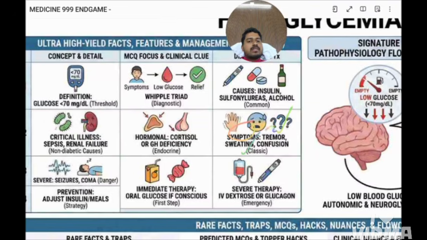Next, symptoms are tremor, sweating, confusion. Seizures can occur and coma can occur in severe cases. Okay, so how to treat this? Immediate is oral glucose if the patient is conscious. If the patient is unconscious or not able to have glucose, then you will give IV dextrose, or glucagon is another choice, but we prefer IV dextrose. Prevention is by adjusting insulin and meals accordingly.